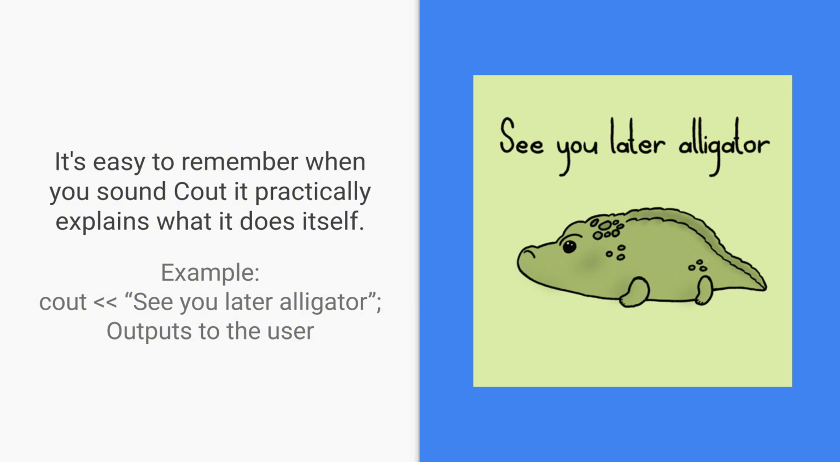It's just C output. So in the example below, you see that you go Cout, then you do the extraction operator, you type in what you want the user to see, then you end with a semicolon, and then they would see the "see you later, alligator."